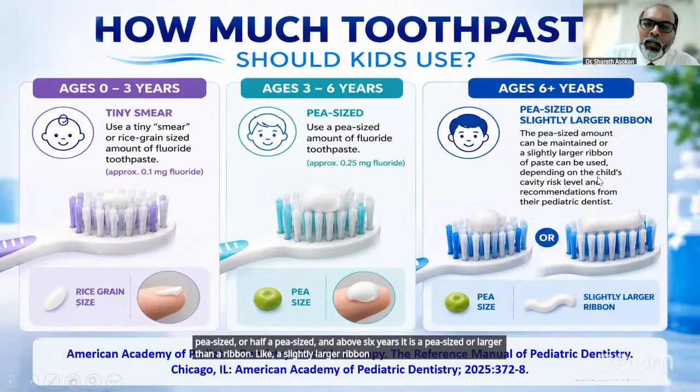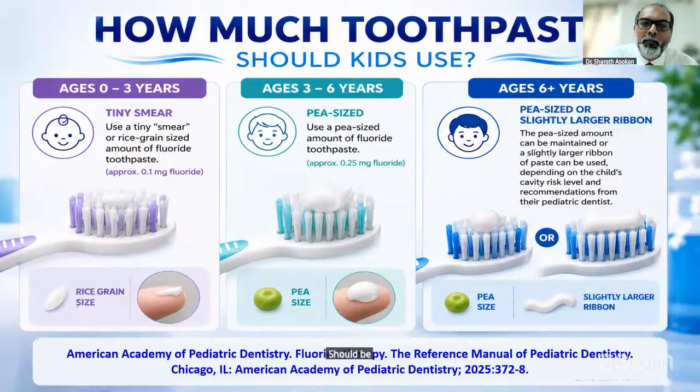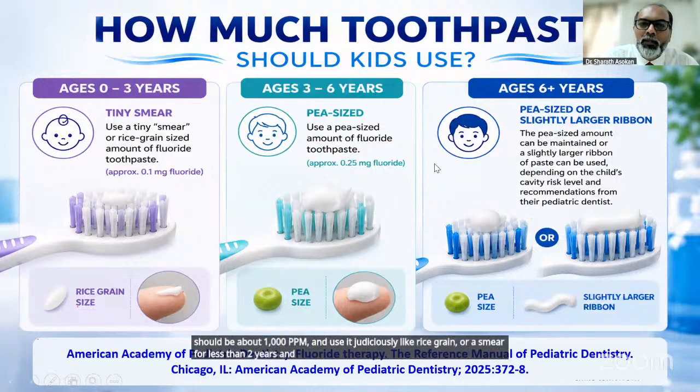So you don't need to use a full length of toothpaste. I don't think anybody really needs that. Even an adult doesn't need that. But the amount of fluoride should be about 1000 ppm, and use it judiciously, like a rice grain or a smear for less than 2 years and 3 years. For 3 to 6 years, it is pea size. And then for adults, it is pea size or a slightly larger ribbon.